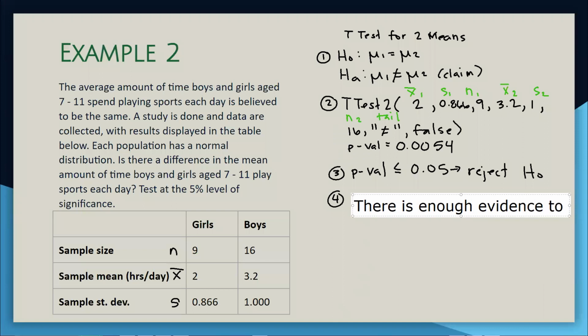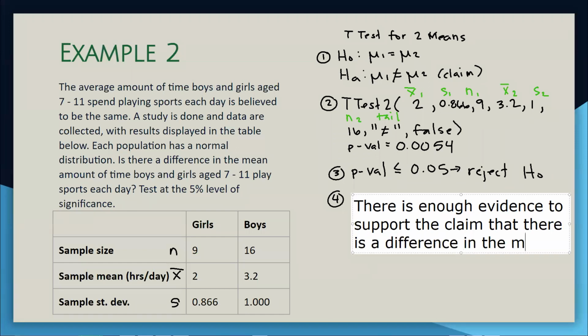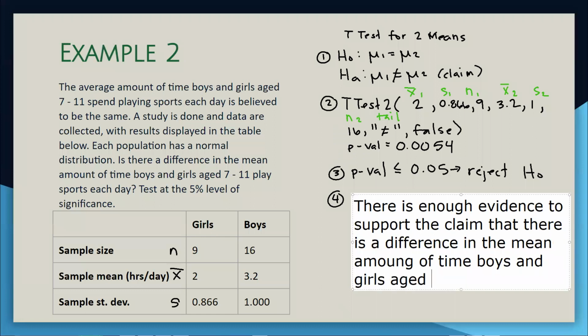And then our claim is the alternative, so we are supporting the claim. And then we fill in what the claim is. So the claim is that there is a difference in the mean amount of time boys and girls aged 7 to 11 play sports each day.